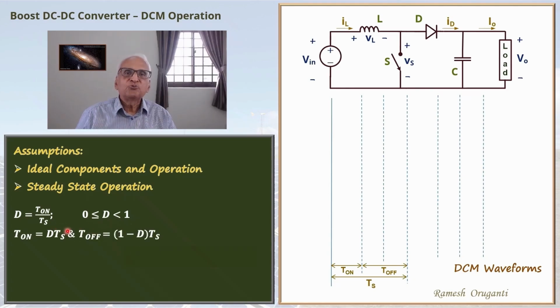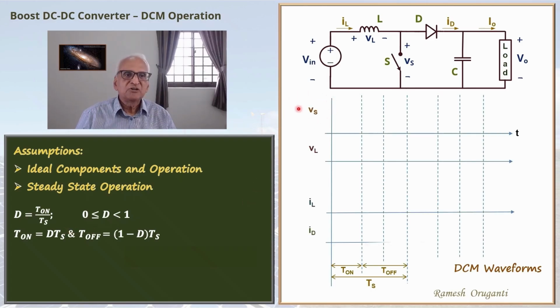We will plot four waveforms: Vs, the switch voltage, VL, the inductor voltage, IL, the inductor current, and ID, the diode current. These waveforms will help us understand the DCM operation. First, we will go through the operation of the converter step by step. We are assuming that the operation is already under steady state.